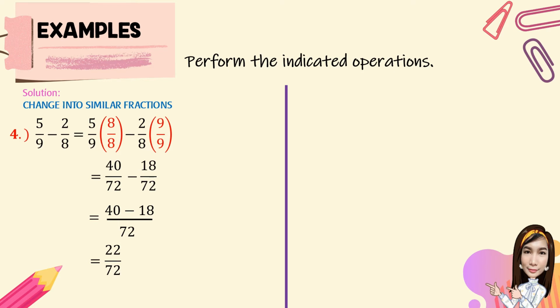Now, 22 and 72 have a greatest common factor, which is 2. So divide both numerator and denominator by 2. 22 divided by 2 is equal to 11. 72 divided by 2 is equal to 36. So the lowest term is 11 over 36.